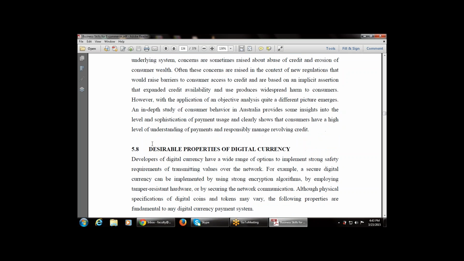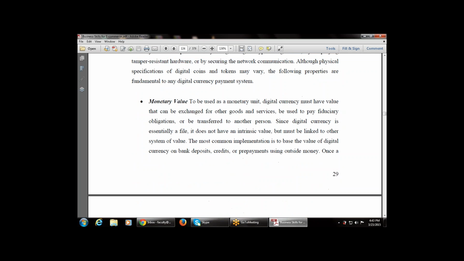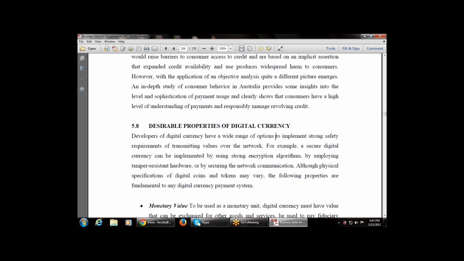Now the next topic, that is today's topic, is what are the desirable properties of an e-payment system. Sorry, what are the desirable properties of digital currency? We have studied some properties of digital currency in the last class. So I'm going to start with the basic one, that is what are the desirable properties of digital currency. So this says developers of digital currency have a wide range of options to implement strong safety requirements of transmitting values over the network.